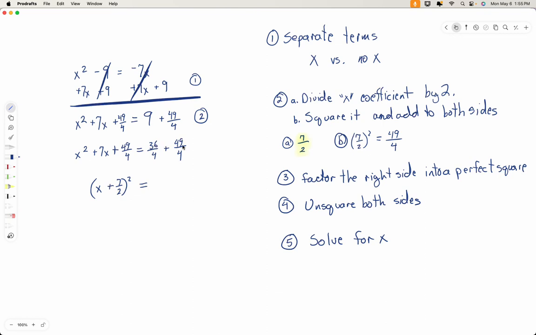Now we can combine these two, 36 plus 49. That's going to be 85, I do believe. Yes, 85 over 4. So now this is simplified, and this is step 3. That's what you should have. Now we need to move on to step 4. So step 4 is to unsquare both sides. So I want you to pause and do step 4 on your paper, and then let's see if we match.